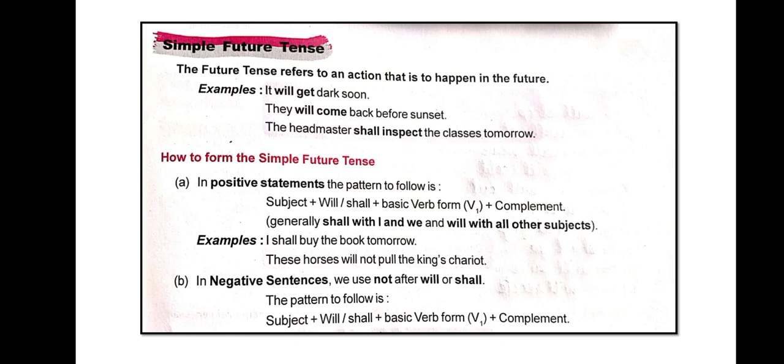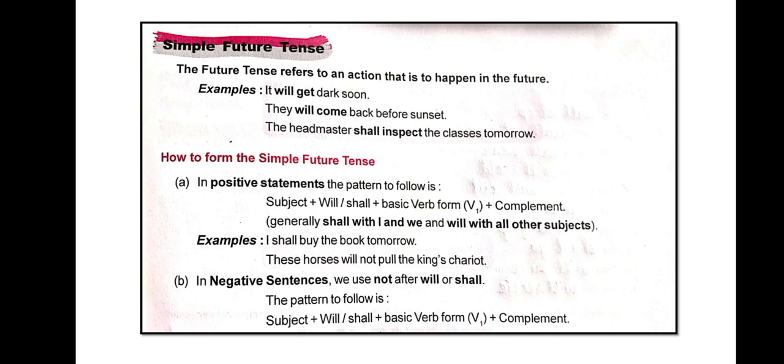Now how to form simple future tense? A. In positive statements, the pattern to follow is: subject plus will or shall plus basic verb form plus complements. So generally shall with I and we, and will with all other subjects. Shall we are using with I and we, and for all other subjects or any person's name we are using will. Here we have example: I shall buy the book tomorrow. These horses will pull the king's chariot.